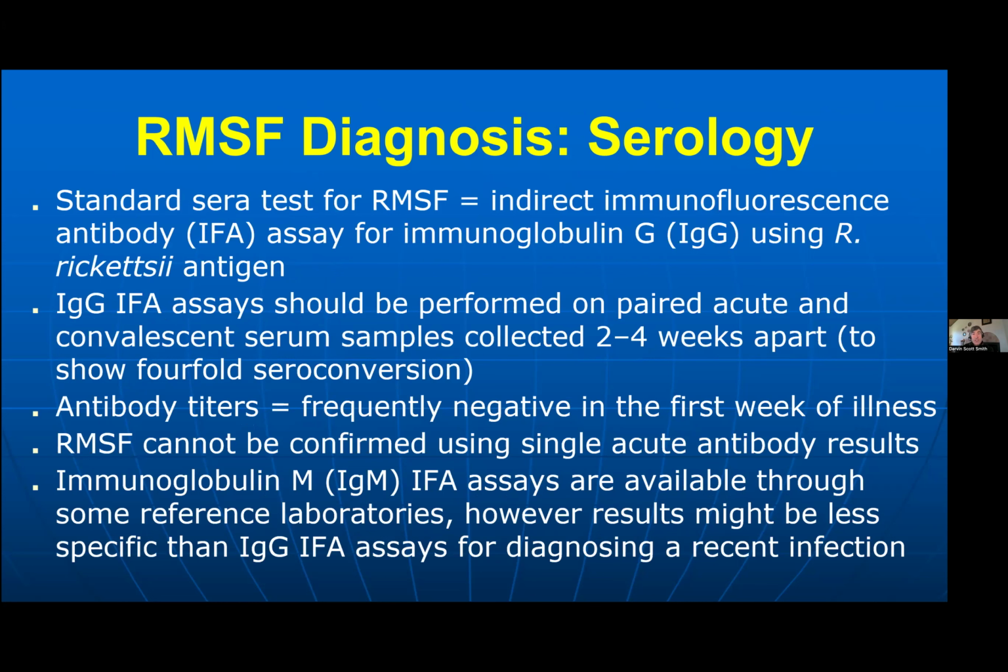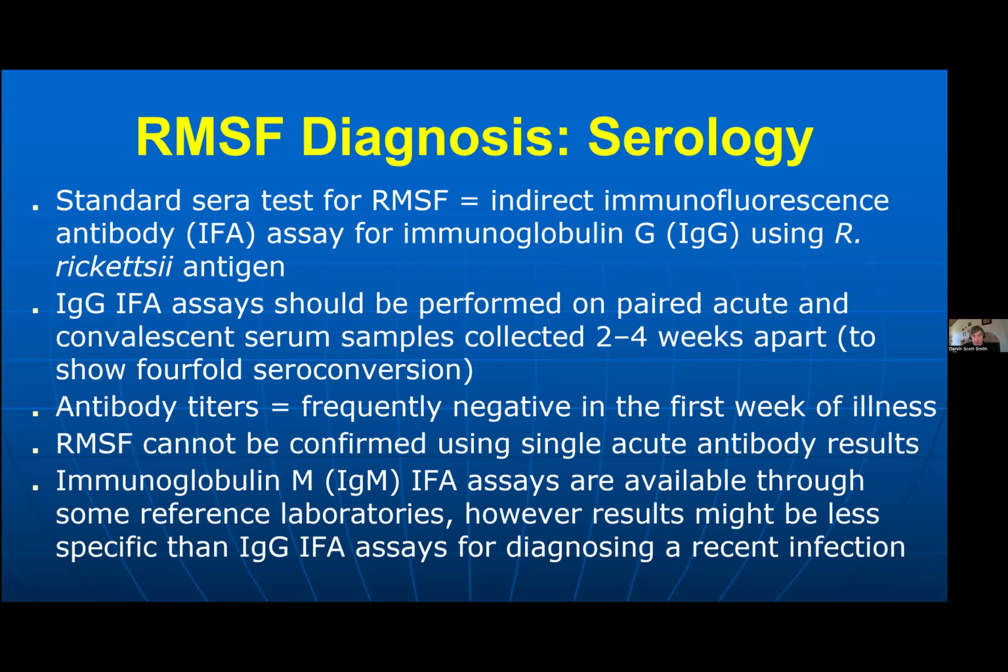The diagnosis is usually by serology, but I'll show you as well that PCR is part of the story. The standard serologic test for Rocky Mountain spotted fever uses the indirect immunofluorescence antibody assay and antigen. The assay is performed on paired samples. You must have both acute and convalescent serum samples, and the recommendation is to collect them 2 weeks apart and to show this fourfold difference to demonstrate seroconversion.